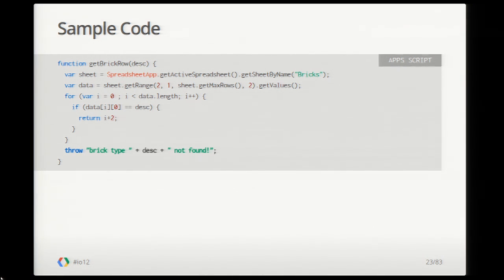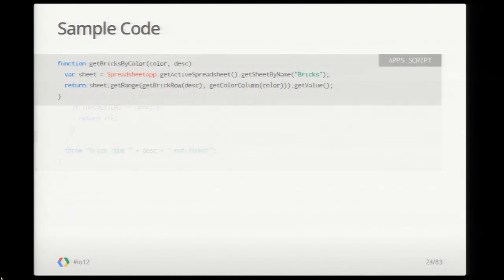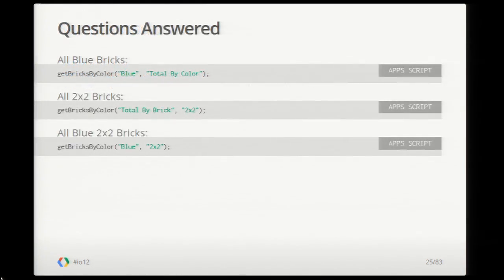Now, for a moment, pretend that we have a getColor column function that does basically the same thing, but returns the column for the color. With this, we can find out the number of bricks of the given type and color with the getBricksByColor function that we have here. Here we get the sheet the same way we did before, and then we get a range of the row and the column from those two functions that we called with the color and the description, and we get the value from it. This allows us to answer questions very simply, like how many blue bricks do I have total? Since we got the total columns, we can use those column headings to find those rows and columns. So we can get all 2x2 bricks, all blue bricks, or all 2x2 blue bricks.